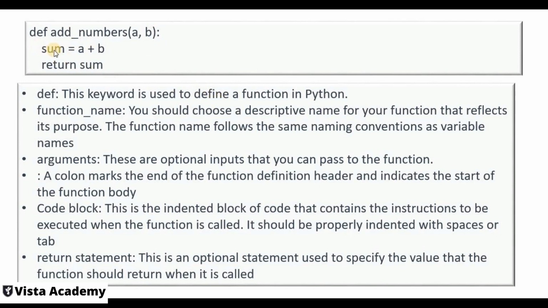Now, what is the code block? This is an indented block, inside the function, containing the instructions to be executed when the function is called. What the function will do, the instructions are given inside the function. It should be properly indented with spaces or tab, and then we define inside the function what it will do.